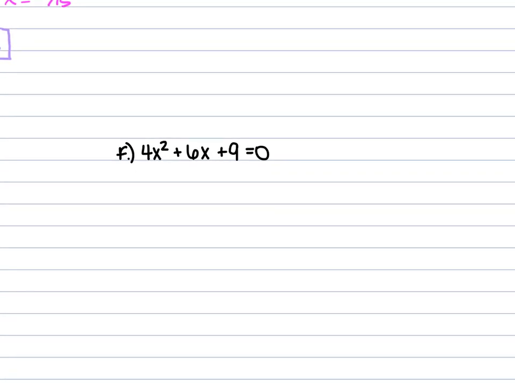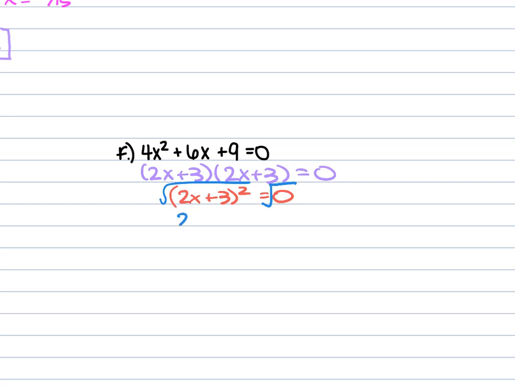For F, we have 4x squared plus 6x plus 9 is equal to 0. So this here is the same thing as 2x plus 3 times 2x plus 3 is equal to 0. So again, this is 2x plus 3 squared is equal to 0. We take the square root of both sides and get that 2x plus 3 is equal to 0. We're going to move the 3 over by subtracting it from both sides. So 2x is equal to negative 3, and then divide the equation by 2 on both sides, so we get that x is equal to negative 3 over 2.